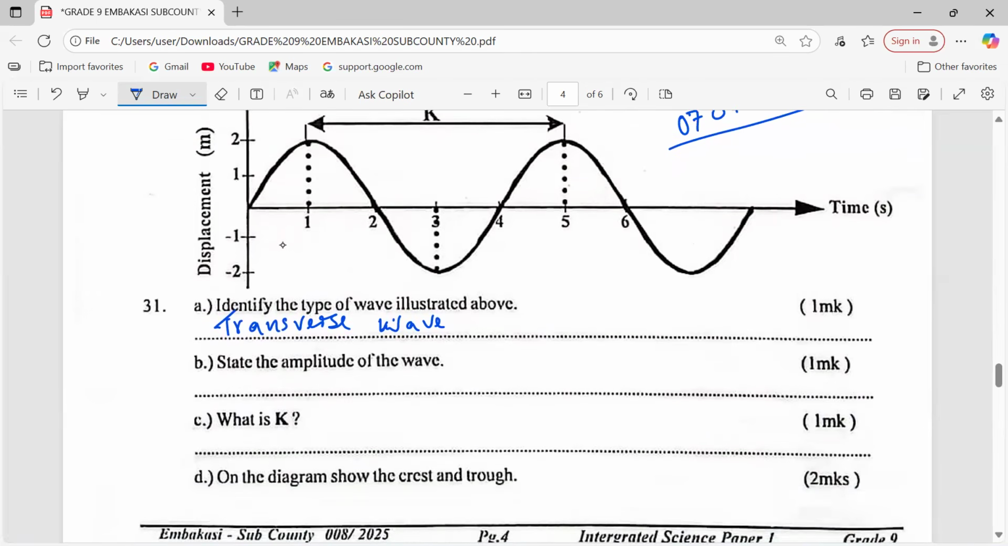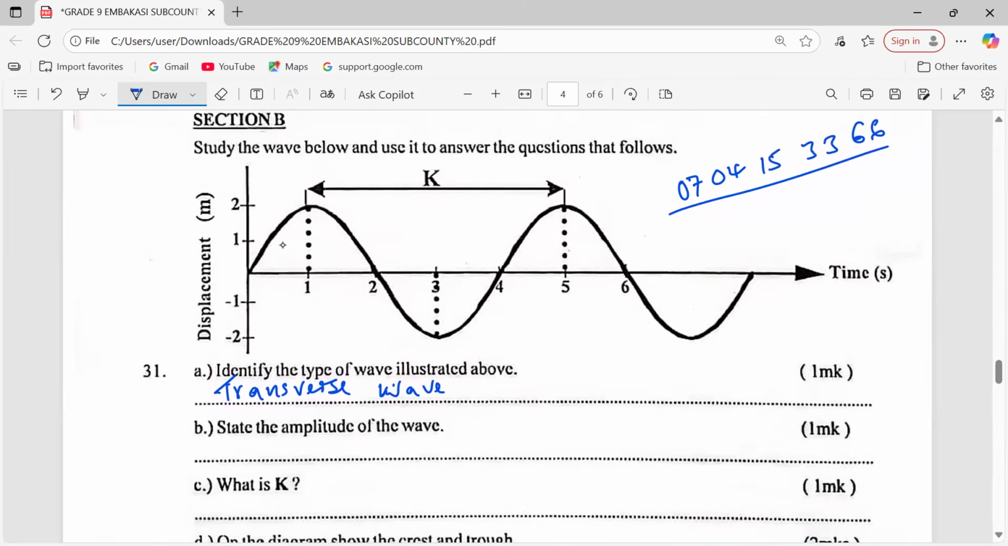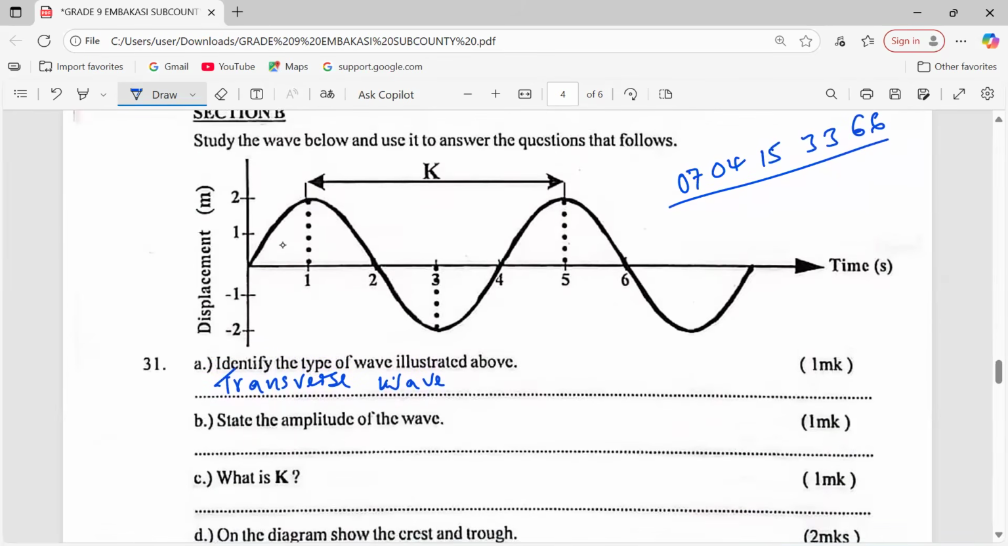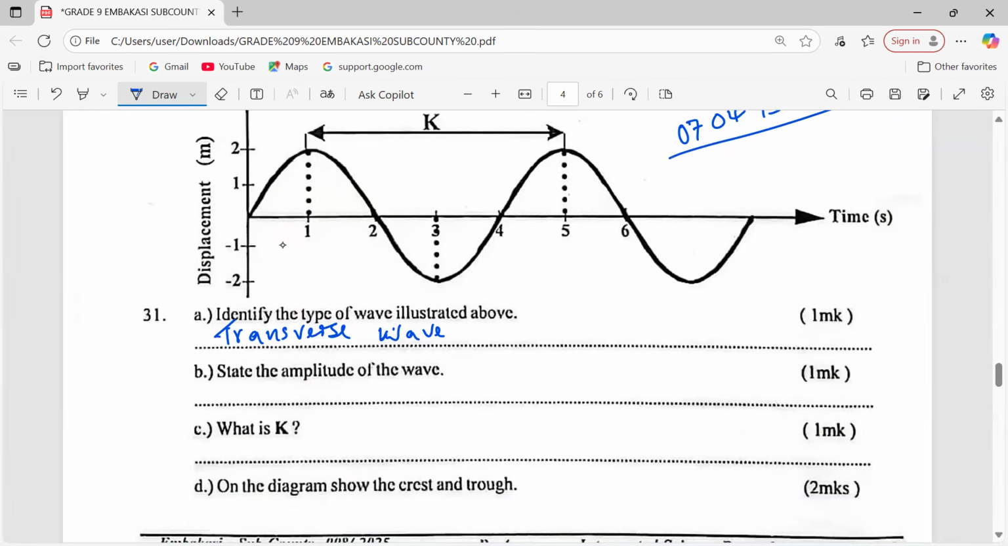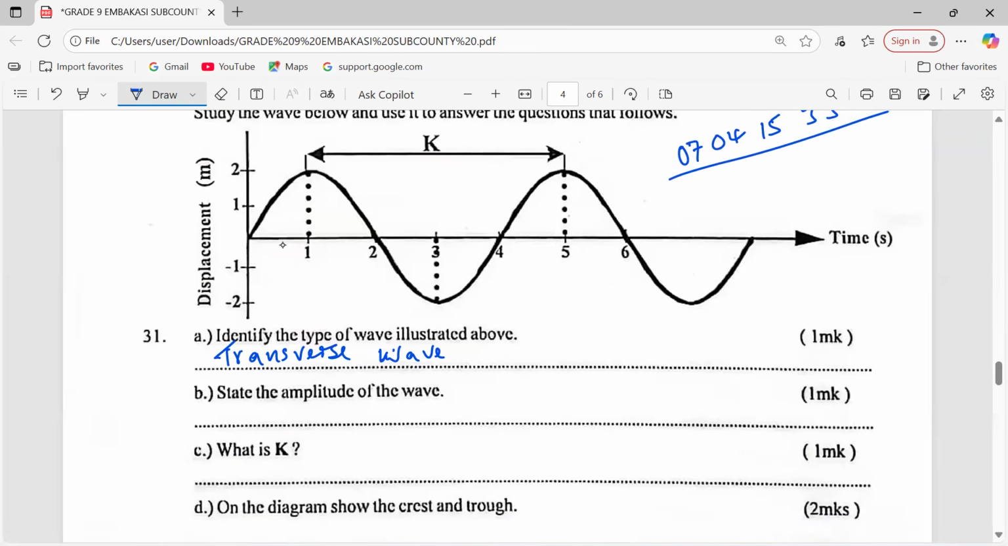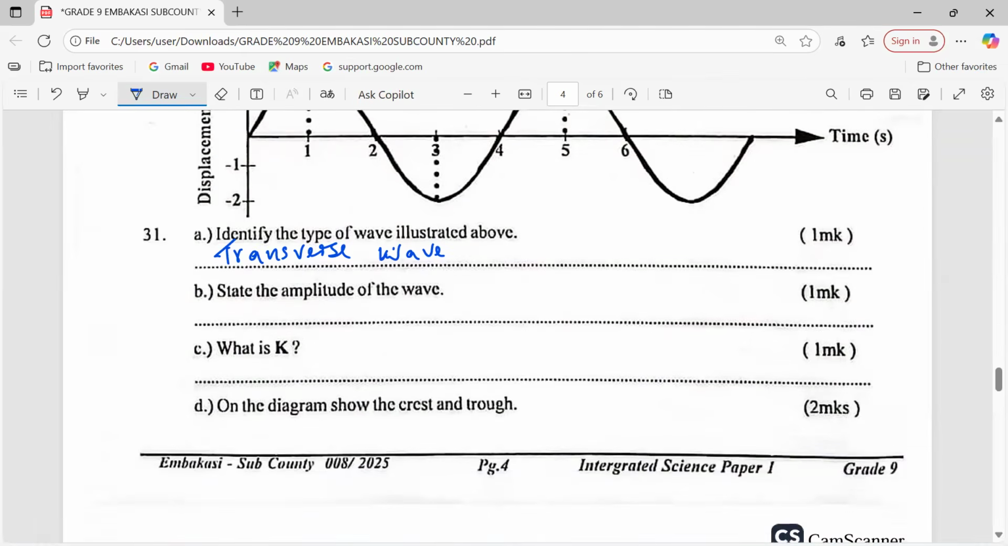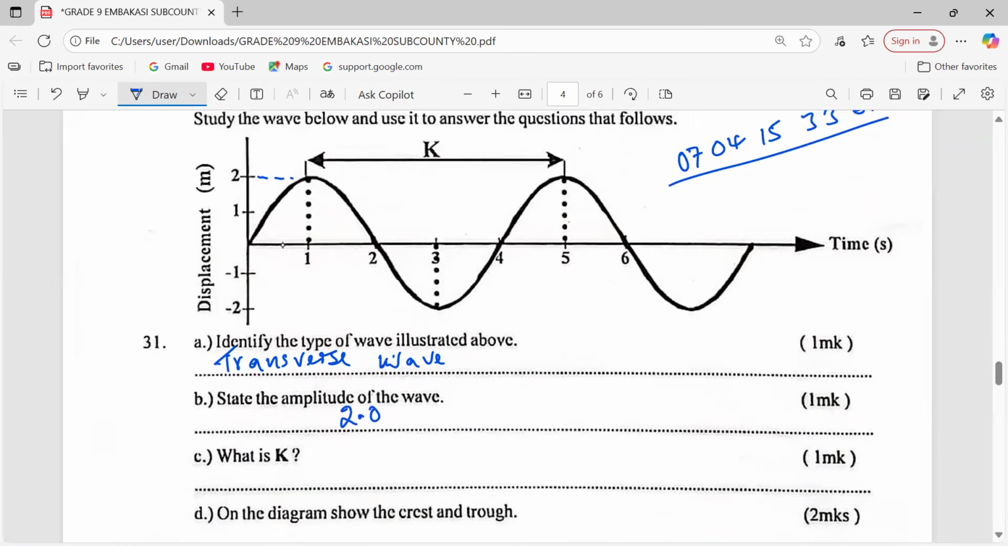State the amplitude of the wave. According to this wave, amplitude is the highest a particle can rise to, or the lowest a particle can go down to. So here we consider the topmost, and that is 2 meters.